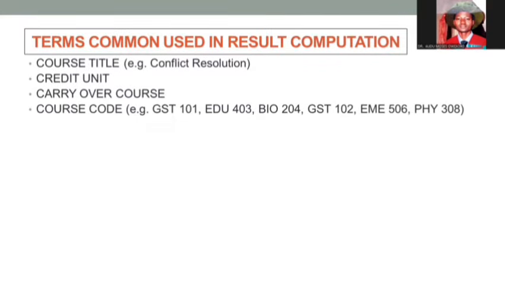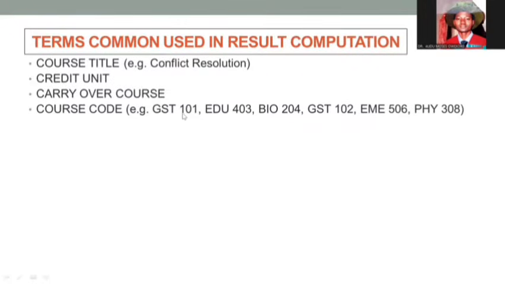The next one here is course code. These are codes assigned to each course. It varies from one level to another, from one semester to another. These are examples of course code. For instance, here we have GST 101, EDU 403, BIO 204, JST 102, EME 506, PHY 308. These are all examples of course code. There is vital information we can get from each course code.